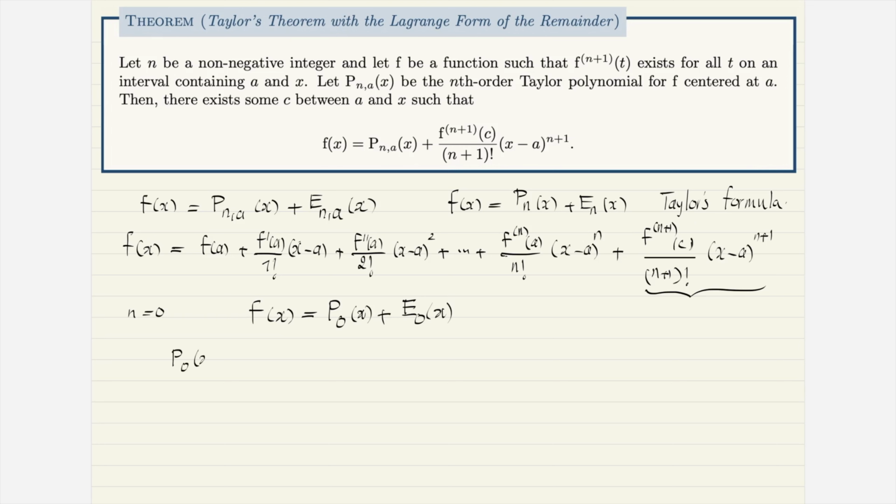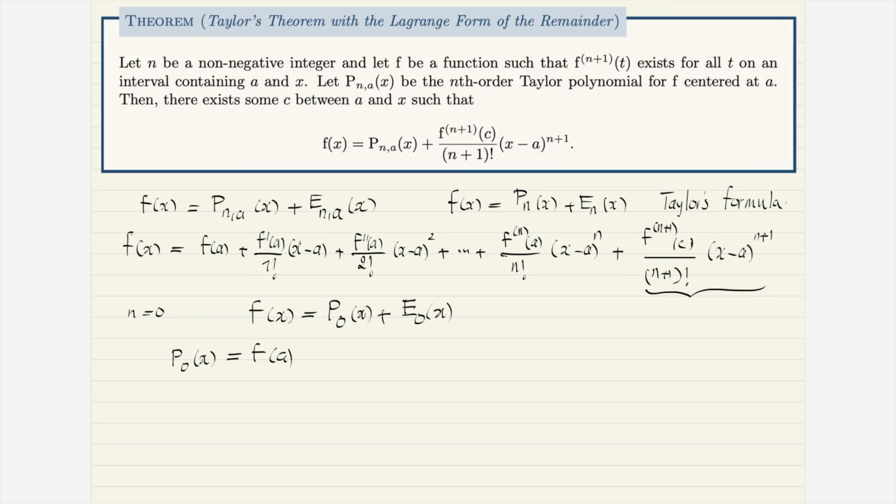But what is p0 of x? p0 of x is nothing except the value of the function at a. It means that I take only the 0th order part. So this is nothing except f of a. But let me write e0. This is the formula for e sub n, but here I have n equals 0, so this becomes 1. So this is the first order derivative.